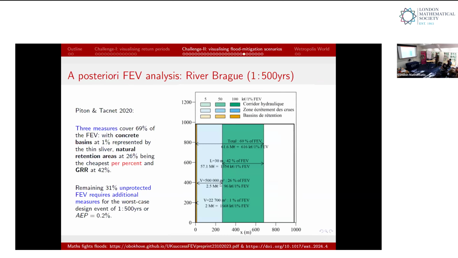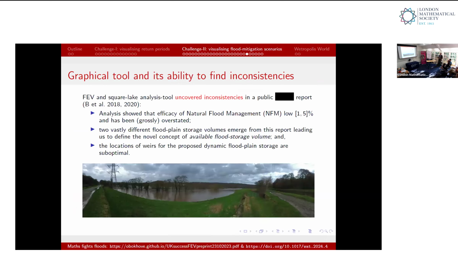So this tool, in all its simplicity, with no intention a priori for doing that, was able to find inconsistencies in a public report. It showed that natural flood management is often overstated. And if you graph it, you see that the words don't match the numbers. And that's the curse of being a mathematician, I think. We like the numbers, right? So we get on that.